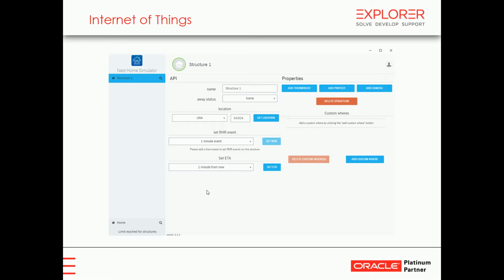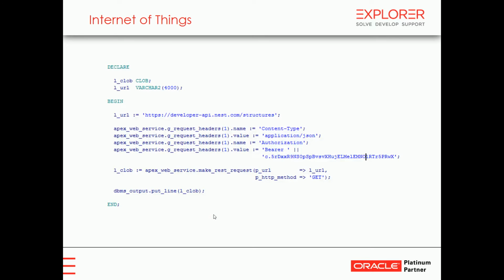So here we have an example of the Nest Home Simulator. This allows you to develop a Nest application without actually changing a physical, real Nest implementation, and there's lots of different APIs you can call to kind of control this. So here you can set up different structures and thermostats and cameras, for example, and then you call that using different APIs that are all documented on their website.